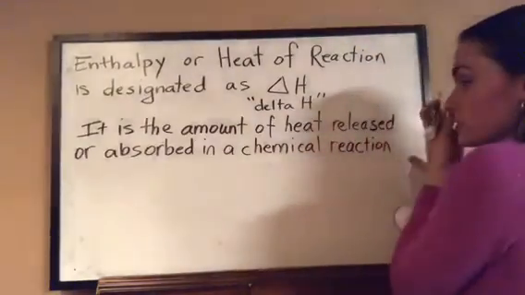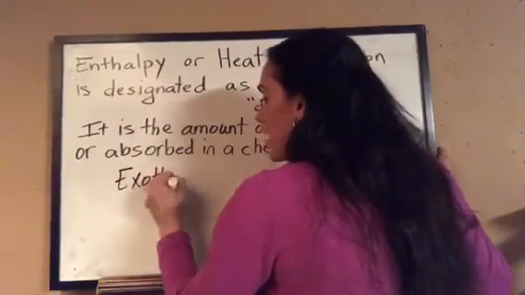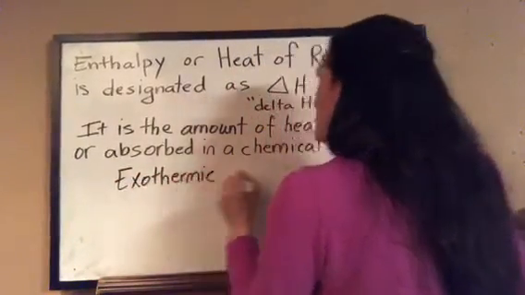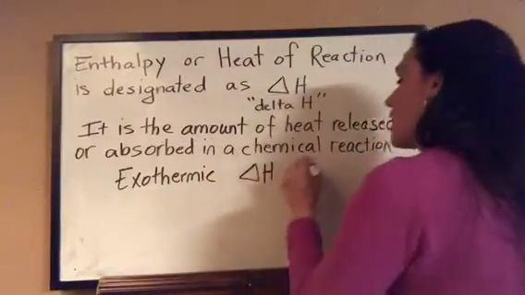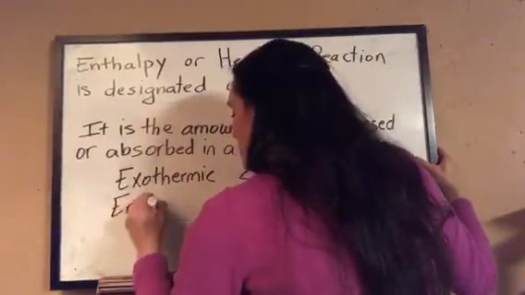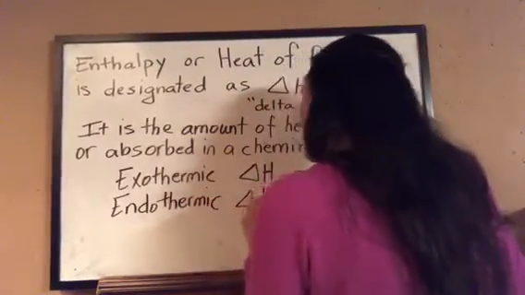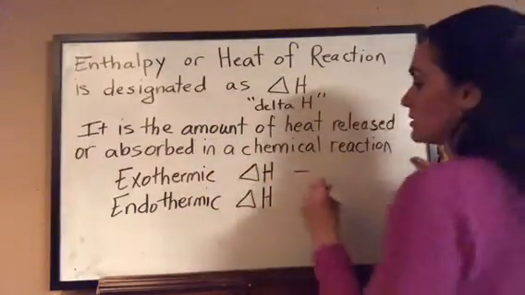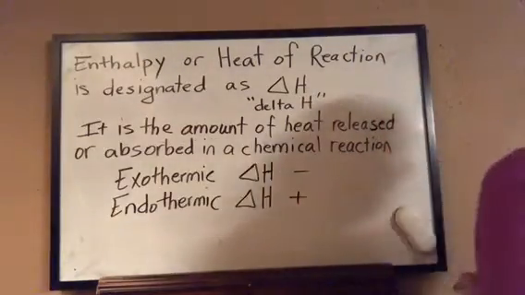And if you remember from the two examples that I showed, for exothermic reactions, the change in enthalpy, the heat of reaction, is negative. And for endothermic reactions, the heat of reaction, or enthalpy, is positive.